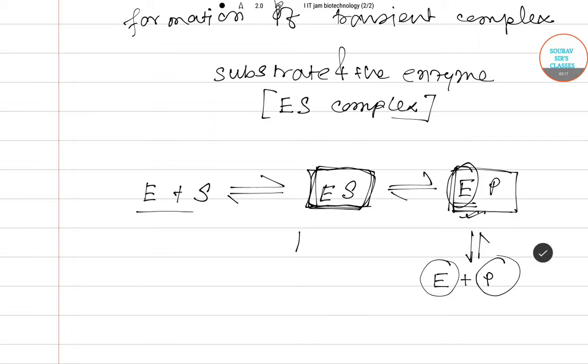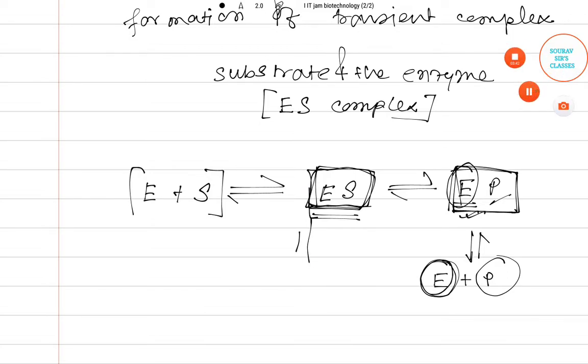So from enzyme and substrate, there will first be formation of the enzyme substrate complex, the ES complex, then there will be formation of the enzyme product complex, and after forming the whole product, the enzyme will get separated from the product itself. So this is the mechanism of the enzyme action.